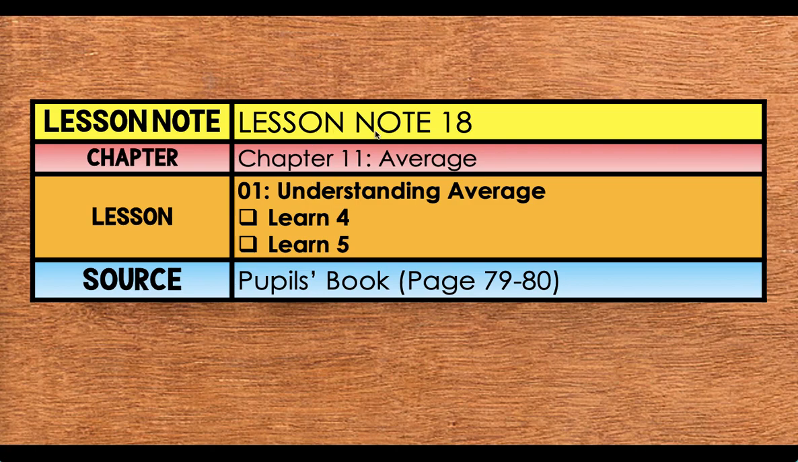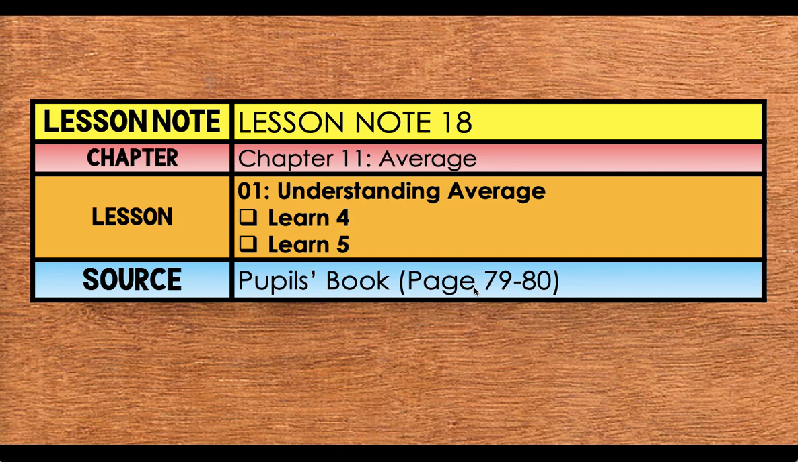Lesson note number 18, Chapter 11, Average. The coverage of this lesson note: Understanding Average, Learn 4 and Learn 5. This lesson note is taken from your pupil's book, page 79 to 80.